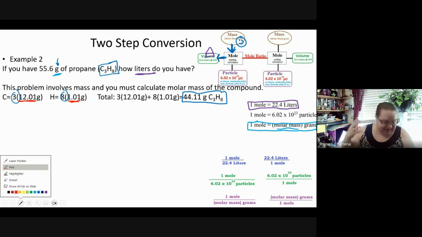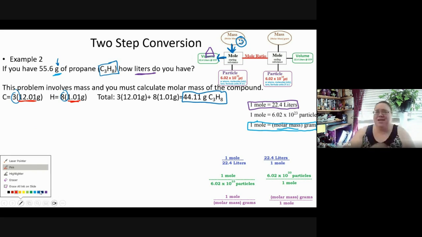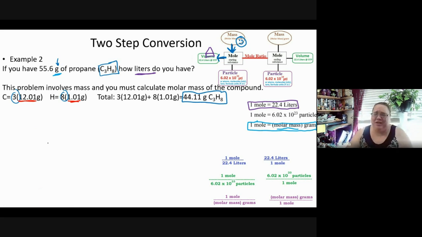Now, you could wait until you know you needed that number to do the calculation. If you really, really wanted to, you could show it in the fraction. I wouldn't. I would just do it out to the side somewhere and have that number available to use. So, 55.6 grams of C3H8.